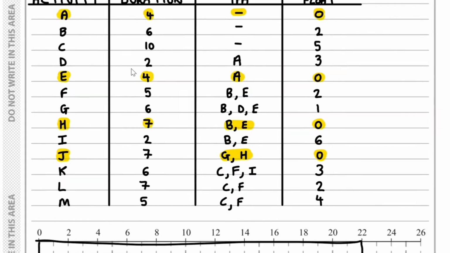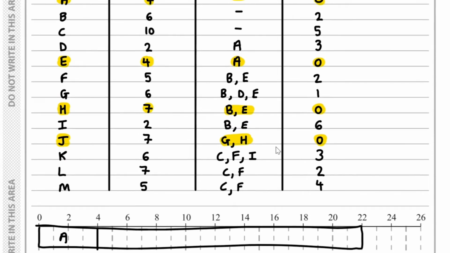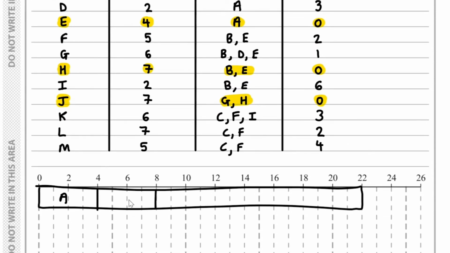So we've got A with a duration of 4, and then I have E with a duration of 4. I have H with a duration of 7, and then I have J also with a duration of 7. So here are the critical activities.